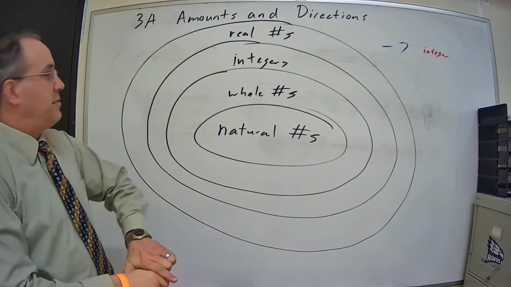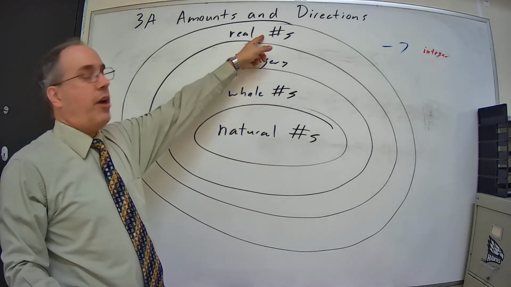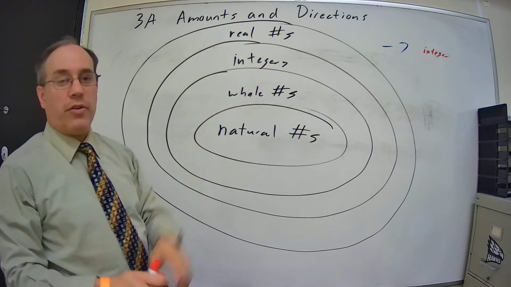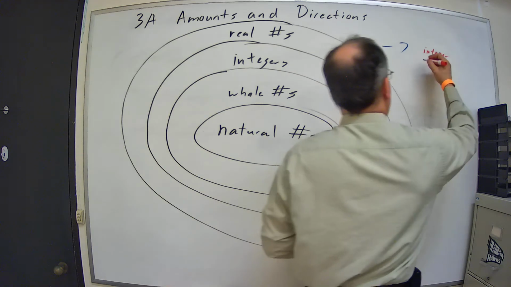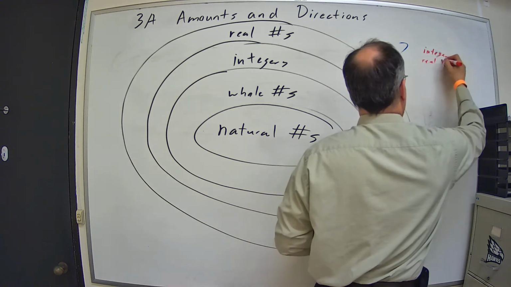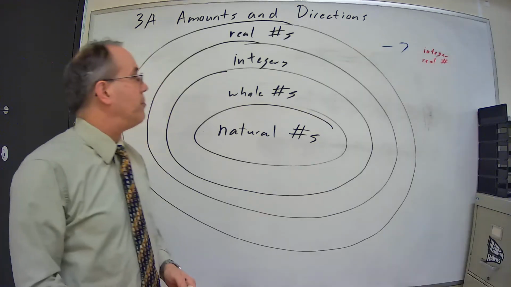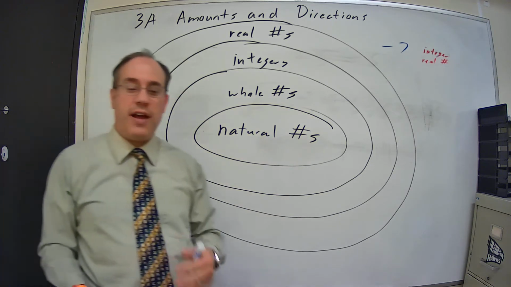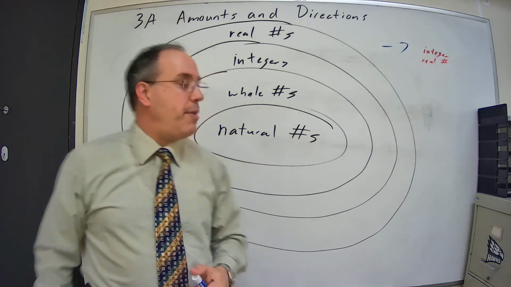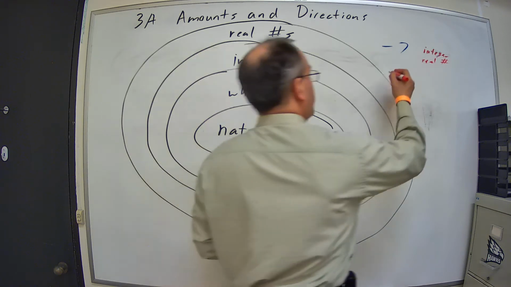And then it is also a real number because integers are part of the real numbers. So real number. So there we go. So we classified -7. What about 8.2?